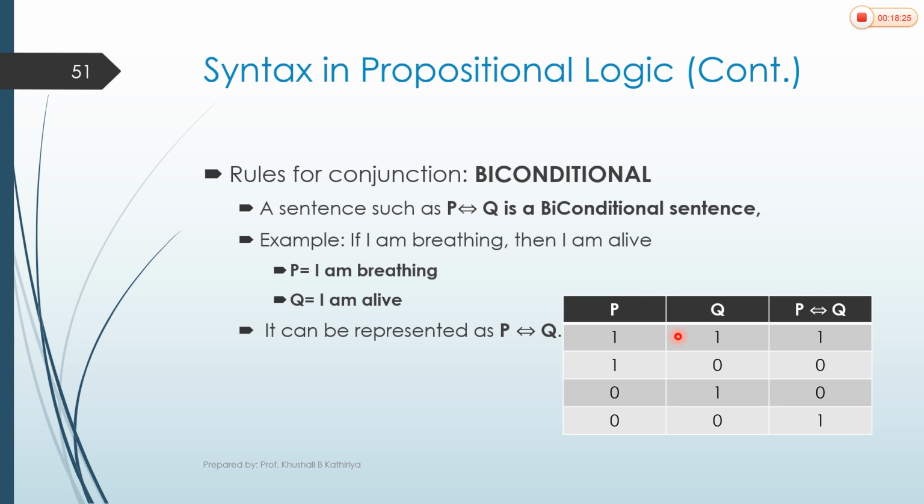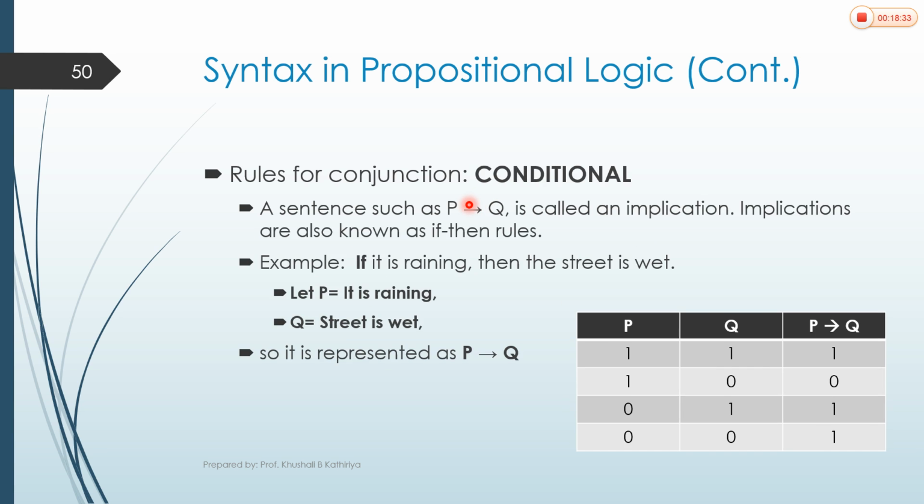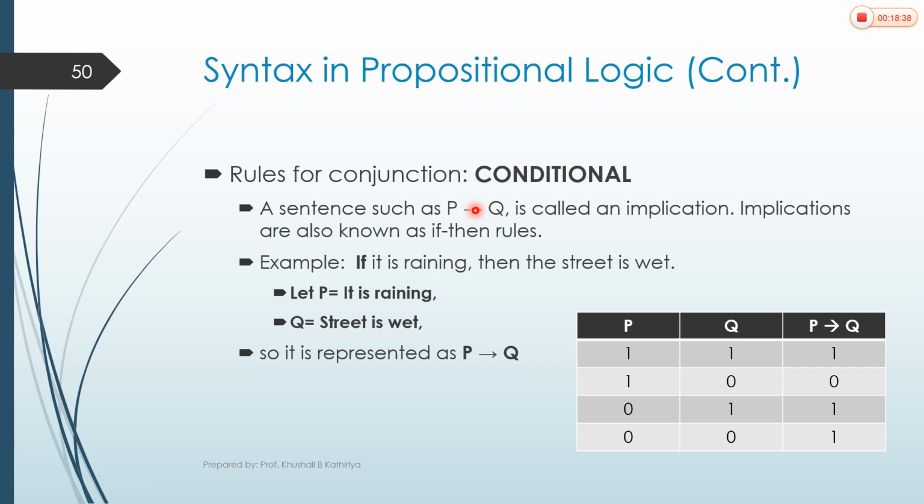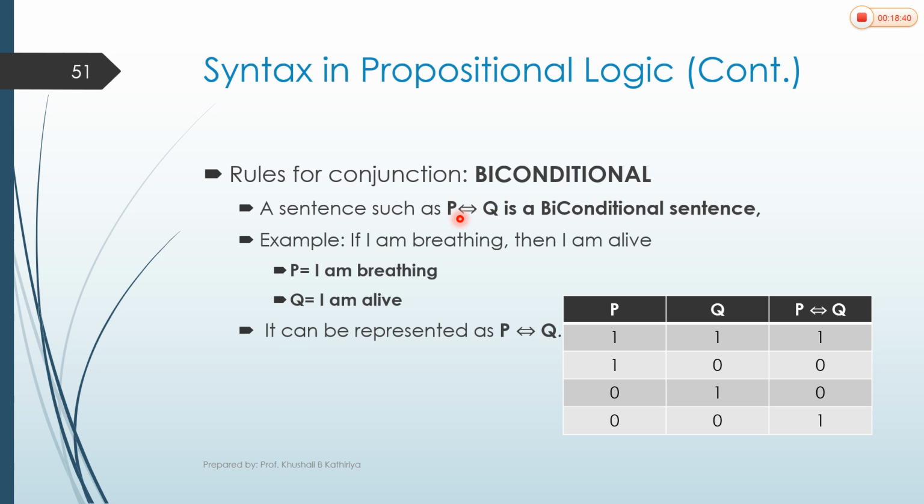This one is our truth table for P and Q. P double implies Q. This is our single implies and this is our double implies. So in the biconditional sentence, if I am breathing, then I am alive. So this is true. If I am breathing, I am not alive.